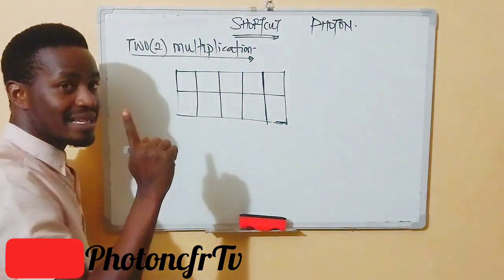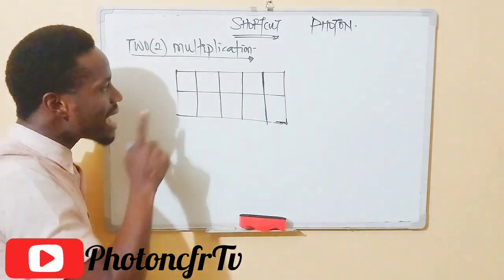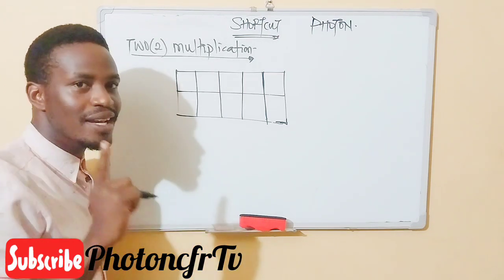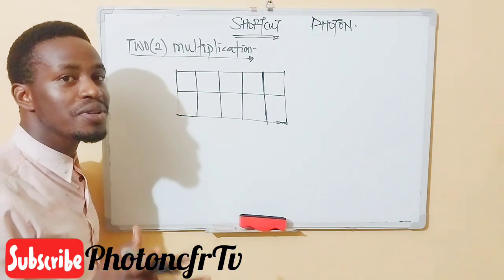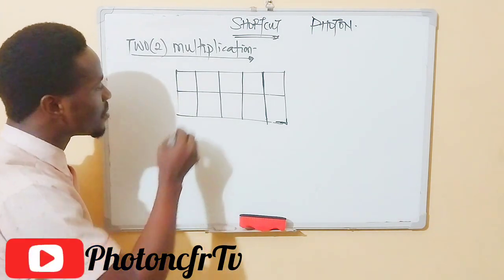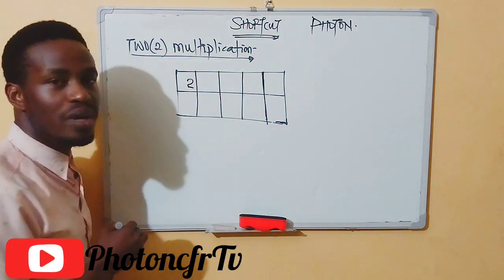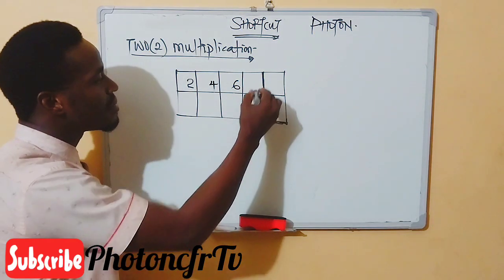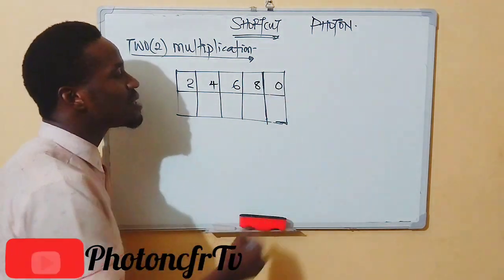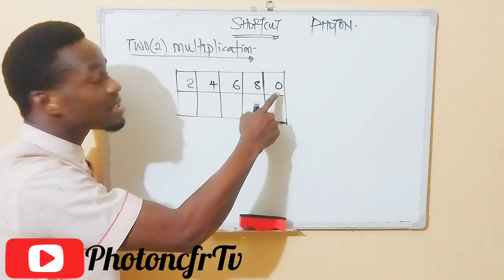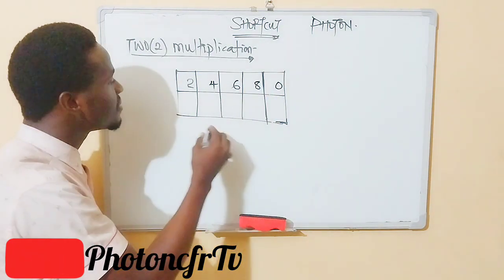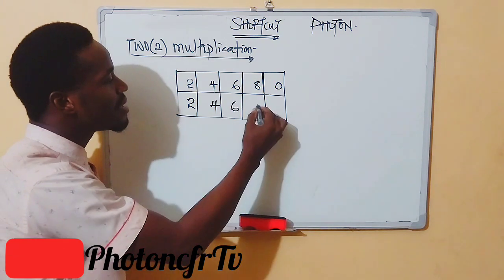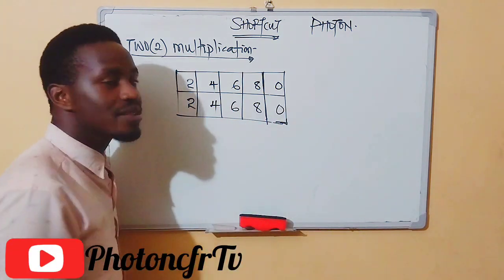I start by writing zeros at the top and 2 at the bottom. But before I do this, we have what we call the odd numbers and the even numbers. So I'm going to start with this. Place a 2 here, place a 4, place a 6, place an 8, and place a 0 here. The first thing you did to the top, you're going to also do to the bottom. Place a 2, place a 4, place a 6, place an 8, and place a 0.